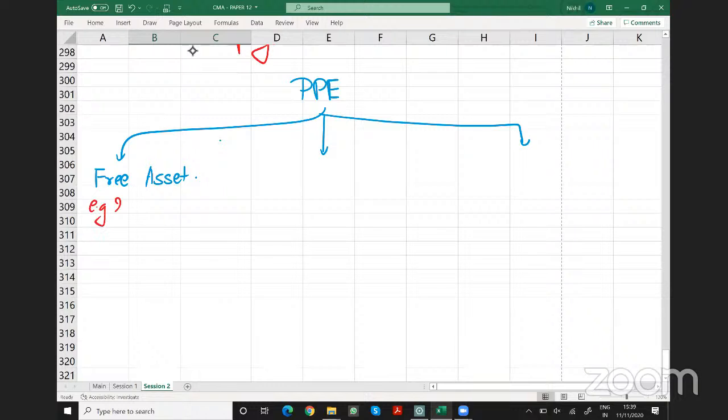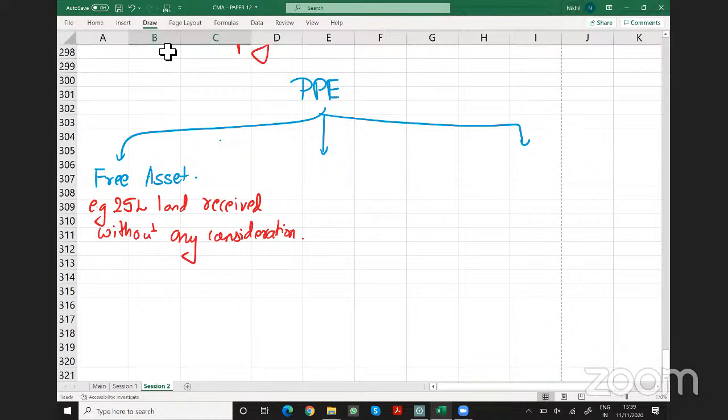Example is 25 lakhs land received without any consideration, which is free. So if I have received a land which is costing 25 lakhs for free, what should I record in my balance sheet? So they are saying this should be recorded at nominal value.